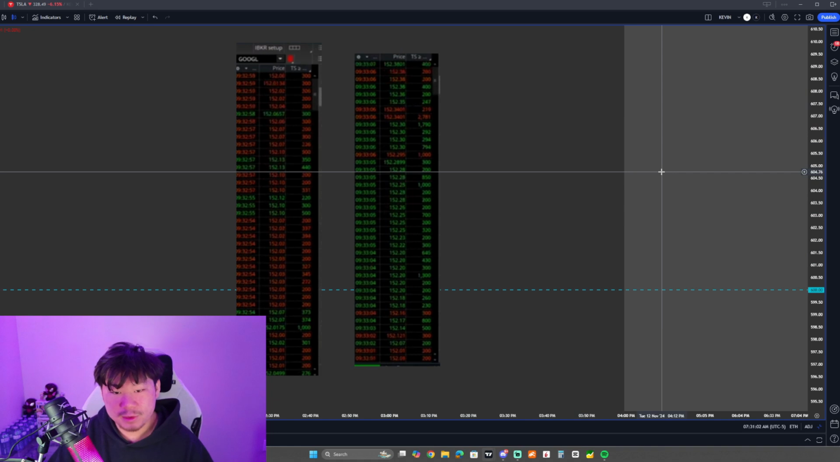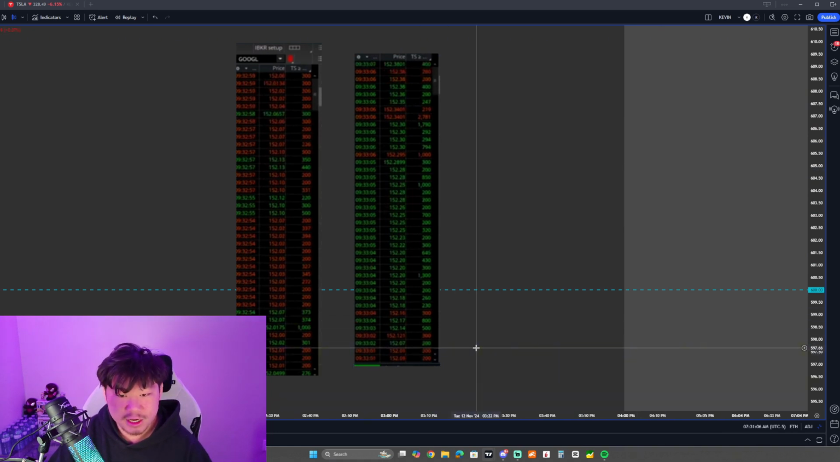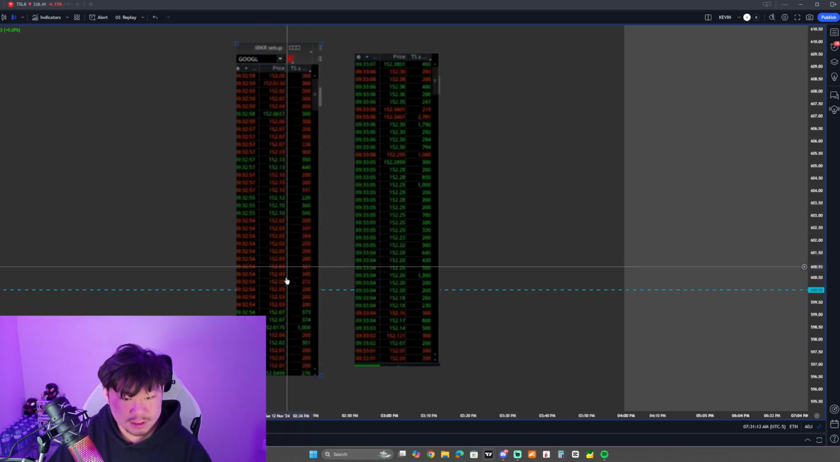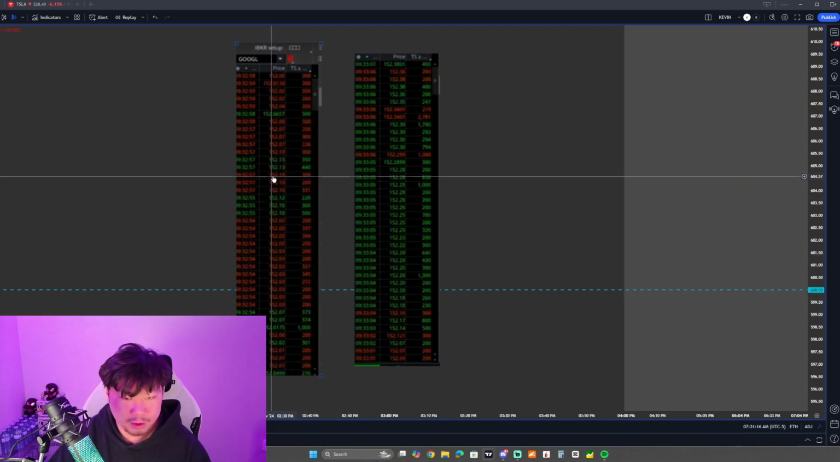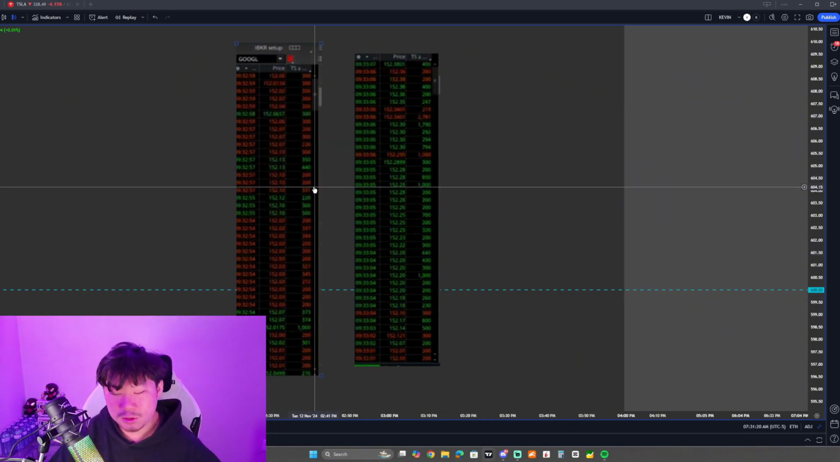Alright, so we covered how to read level 2 shortly and how you can use it as an entry criteria for your entries. This over here is the times and sales. Now this is something that looks normal for the times and sales. It's usually going to be green, green, green, red, red, red, green, green, green, green, green, red, red, red, red, red. You get the point.